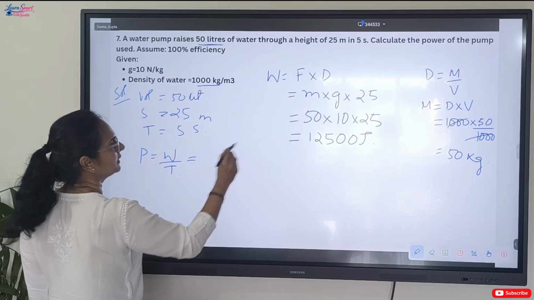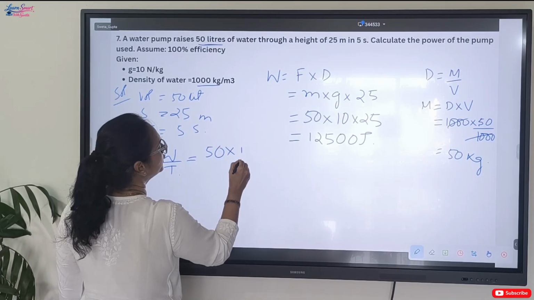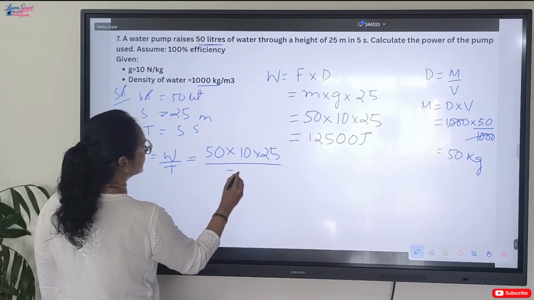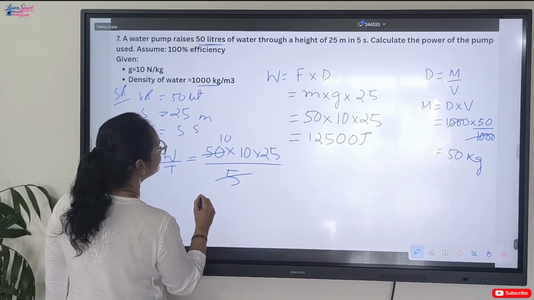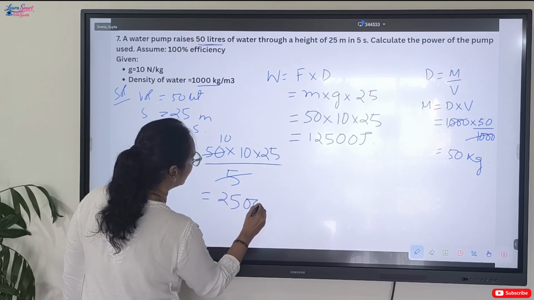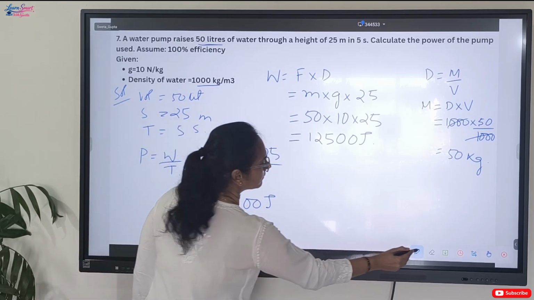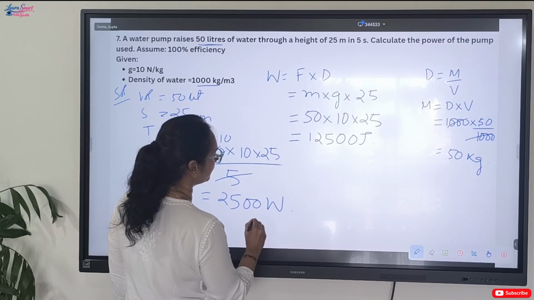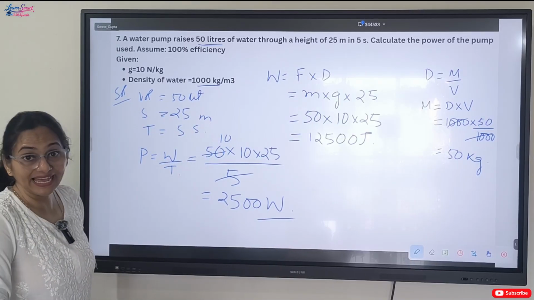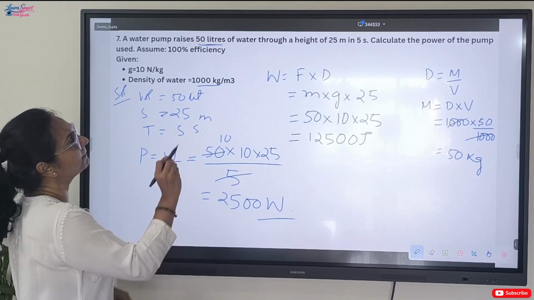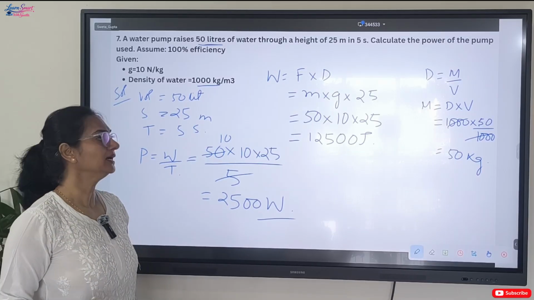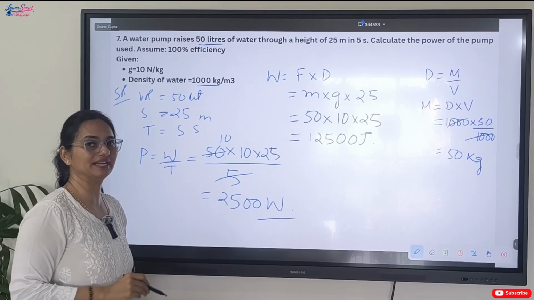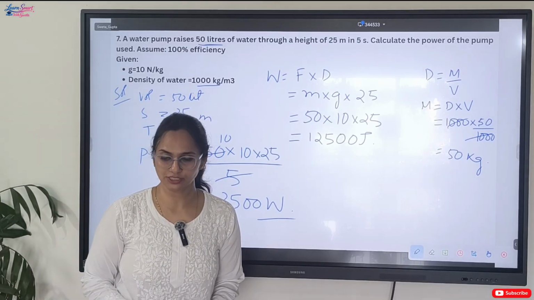So power is equal to work done upon time taken. We will actually write 50 into 10 into 25 and upon the time, which is 5 seconds. So what we will get? 10 times, which means 2500 watt. We are calculating power, so 2500 watt. So this is how we can calculate the power of the pump. They had asked us to calculate simply, and my pump was 100% efficient. So the power will be what we got, that is 2500 watt. Let's see the next question.